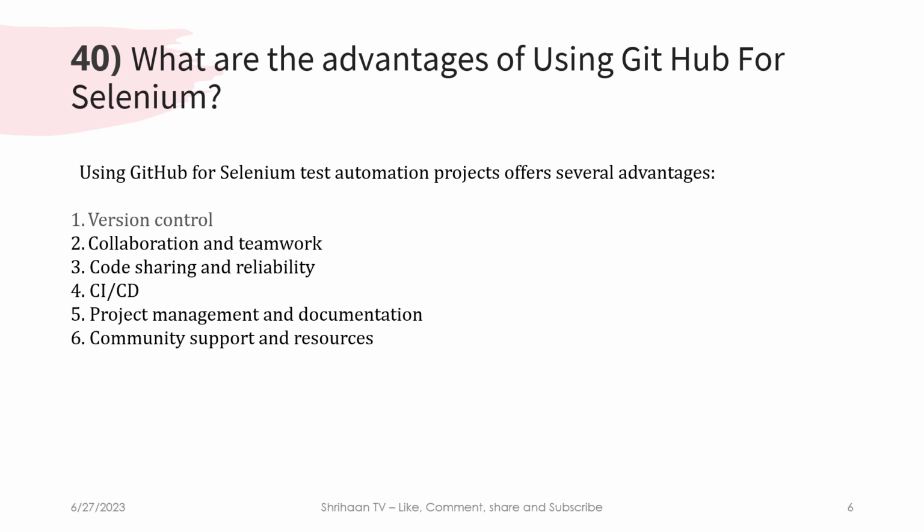We can maintain collaboration and teamwork using GitHub. It facilitates seamless collaboration among team members. It provides features like pull requests, code reviews, and issue tracking, enabling effective communication between team members.